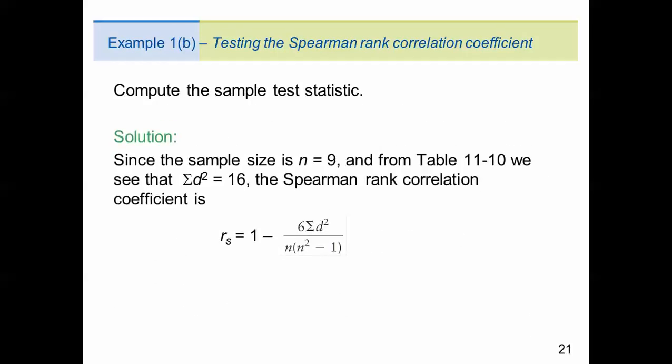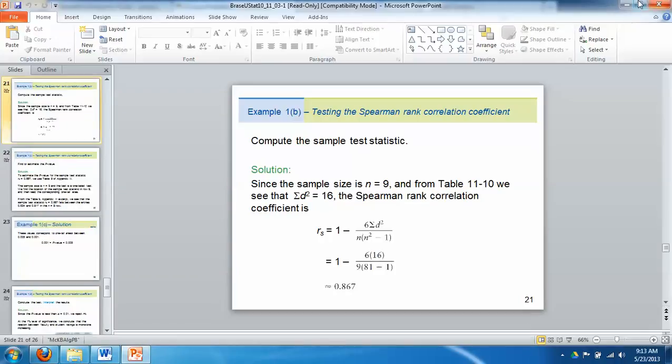So we compute the sample test statistic, which is the Spearman rank correlation coefficient for the sample. Here's the formula, plugged in with the values. We added up the d squareds, that was 16. We multiply by 6 because that's just part of our formula. We had 9 candidates times the quantity 9 squared, which is 81, minus 1. We come up with 0.867. So if we look at table 9.